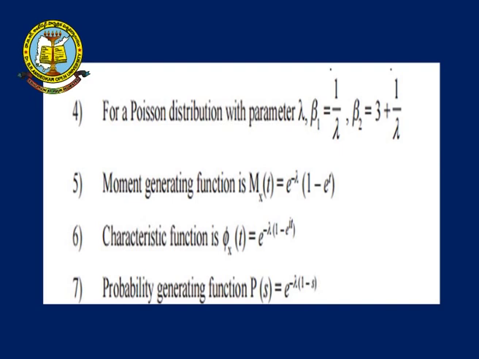The moment generating function of the Poisson distribution, M of x of t, is equal to e to the power of minus lambda into 1 minus e power t. The characteristic function, phi of x of t, is equal to e to the power of minus lambda into 1 minus e power i t.